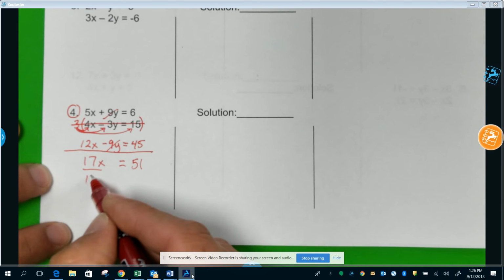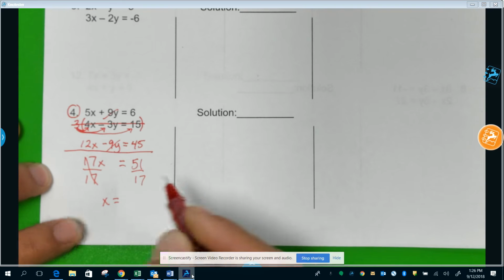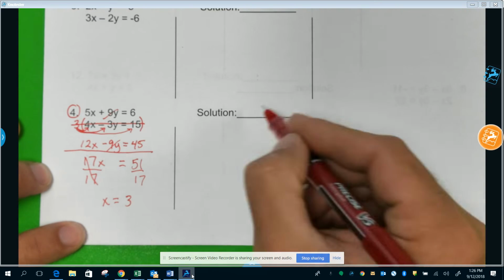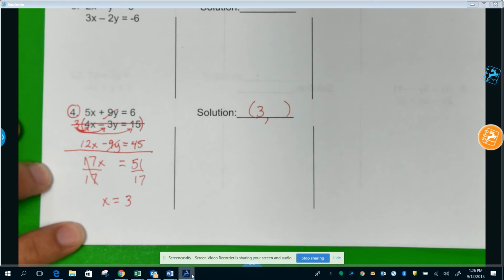Let's solve for x. We're going to divide by 17. And 51 divided by 17, our x value is 3. So on our solution here, our x value goes first, and he's a 3.